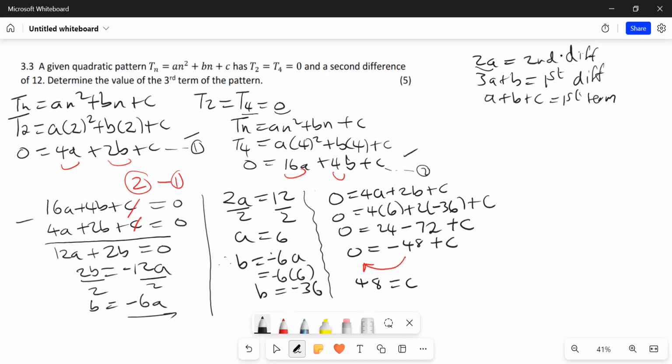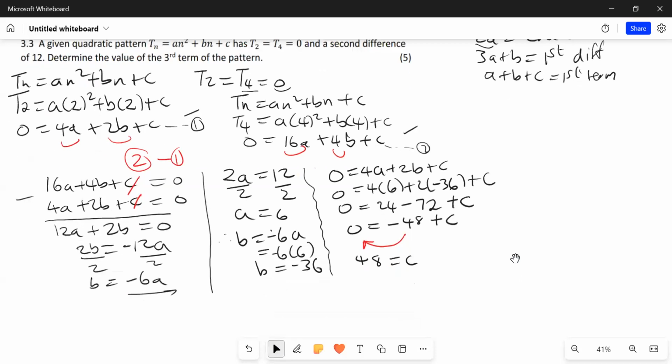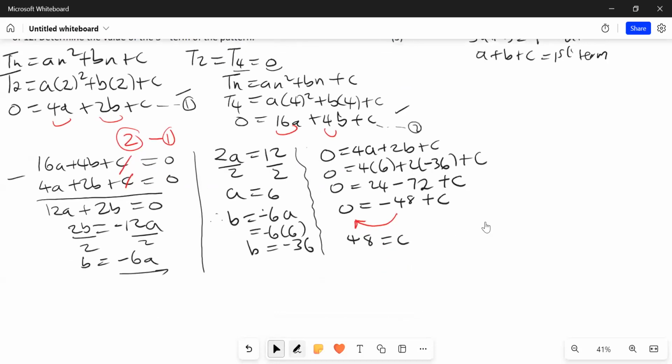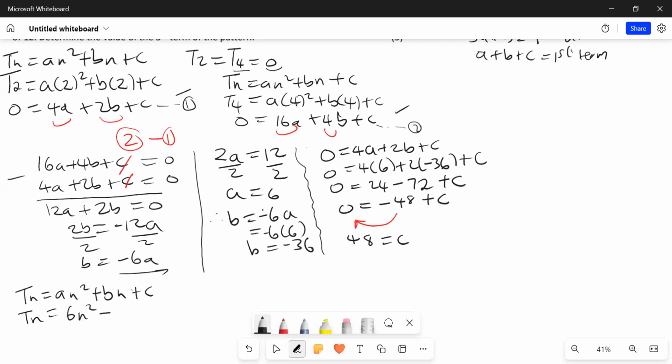So now, guys, please allow me to move a bit so that I can have some space. Now we go back to the formula. Tn is equal to an squared plus bn plus c, right? Now we're substituting. Tn is equal to 6n squared minus 36n plus 48.